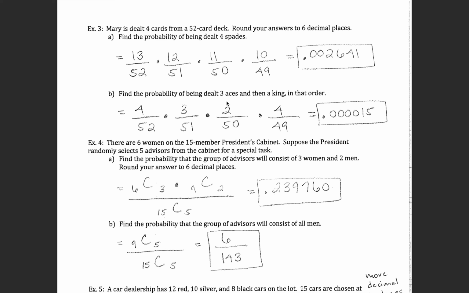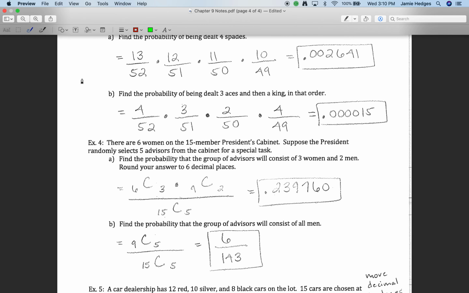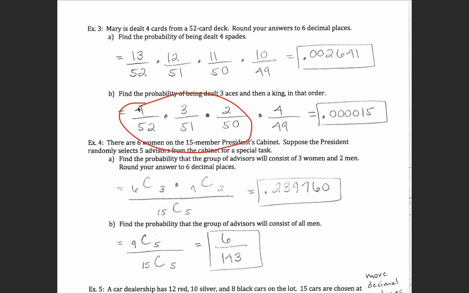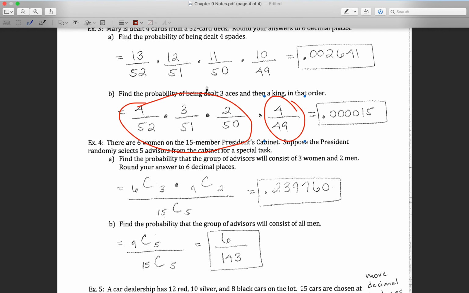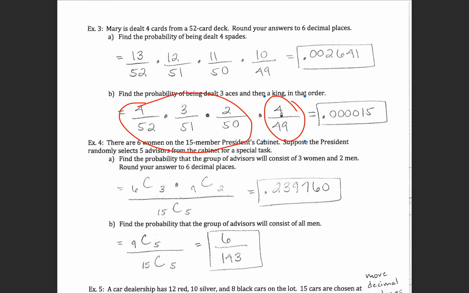Next one, we want 3 aces and then a king. So there are 4 aces. The aces are going to be these first 3. So here are my aces. 3 aces and then a king. We're only doing 1 king, so that's why I just have that 1 fraction there. There are 4 aces to start with, so 4, 3, 2, and there are 4 kings to start with. I'm going to get my decimal place answer.